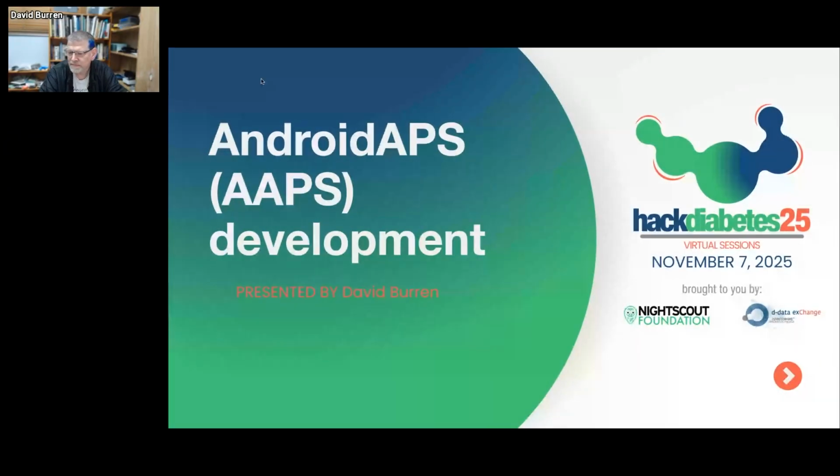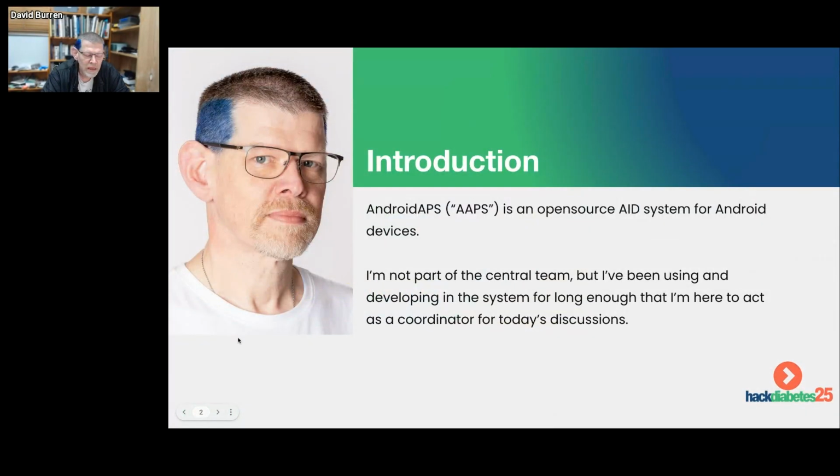Okay, next slide. Unlike the previous presentations, I can't represent the core Android APS stuff as far as the official stuff goes. I'm just a user like everyone else, but I'm here to talk about some of the things that are in there and also some of the context for how we can do some further development. There are a whole bunch of people interested in what it can do and how they can contribute to it. I'm going to talk about some of those things. So, next slide.